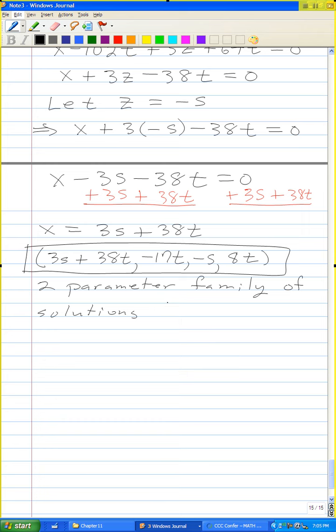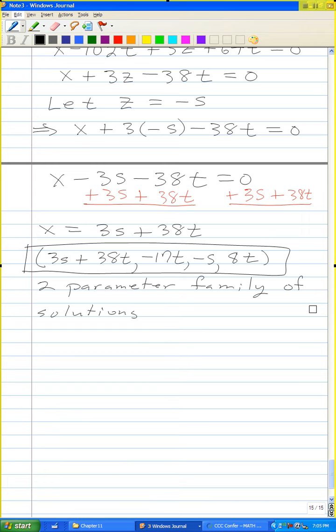And so the solution, so this is a two-dimensional... well, I'll just leave it at that.